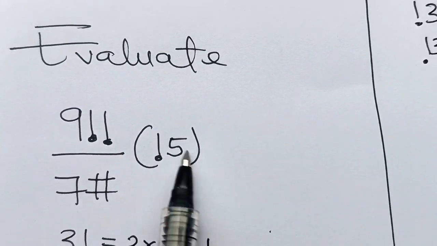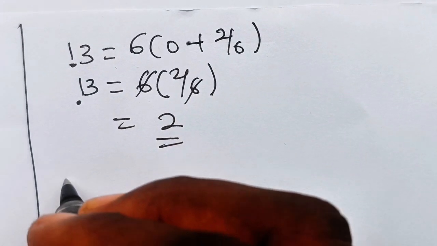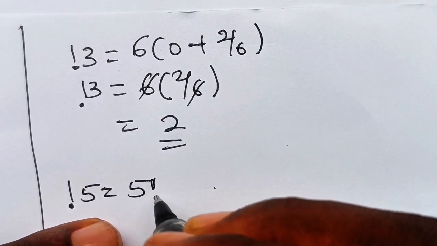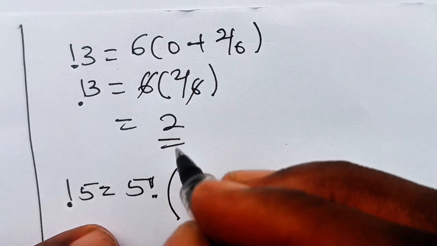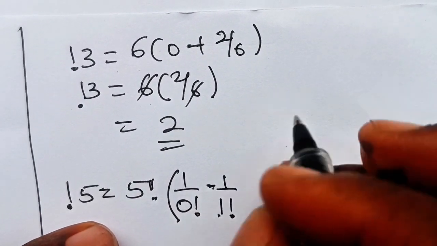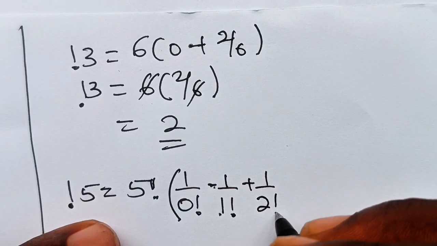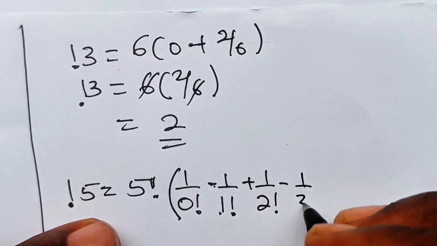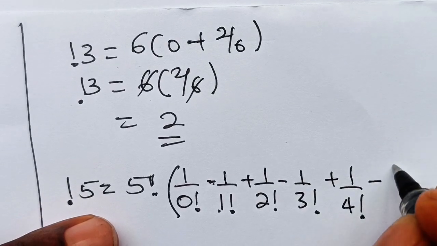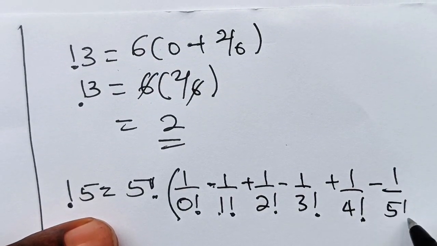Now back to the question. The question asks us for 5 subfactorial, so we are going to use our formula. 5 subfactorial is going to be equal to 5 factorial multiplied by 1 over 0 factorial minus 1 over 1 factorial plus 1 over 2 factorial minus 1 over 3 factorial plus 1 over 4 factorial minus 1 over 5 factorial.